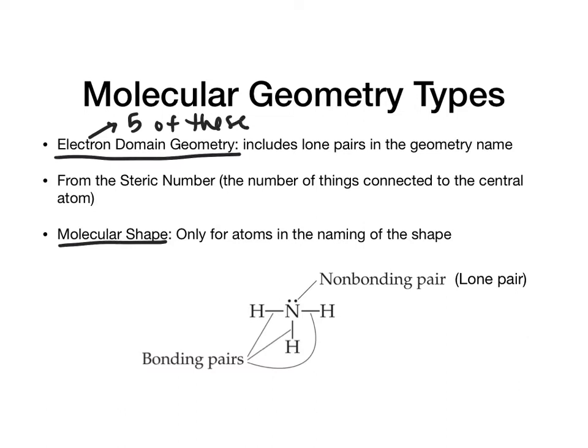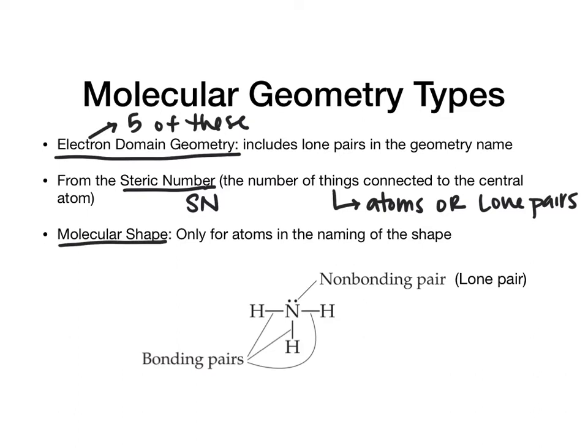And these are all determined by the steric number. I tend to abbreviate this as SN, which just stands for steric number. And that is the number of things connected to the central atom. And these could be atoms or lone pairs. And so it's the number of things connected to the central atom.